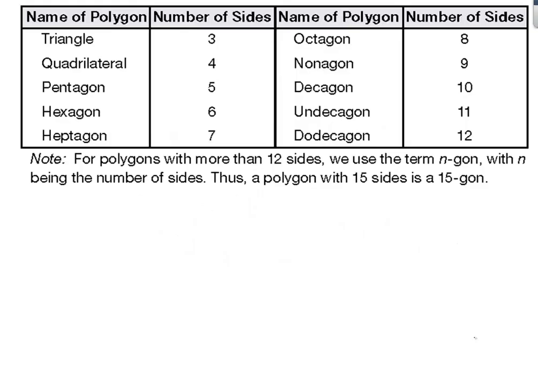So let's look at our polygons and our sides. You start with a triangle. It has three sides. Quadrilateral has 4, pentagon 5, hexagon 6, and heptagon 7. And you can see here on the list. When you get up to 15, then it just becomes a 15-gon, a 16-gon, a 17-gon.